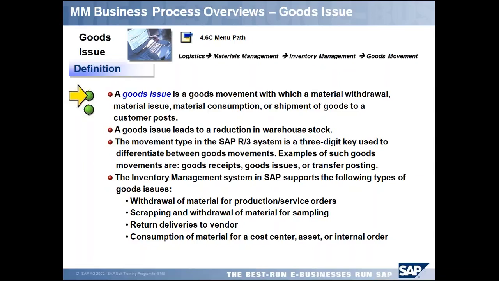Let me summarize it. Shipment of goods is purely for the customers to whom you are giving the material. All the three, material withdrawal, material issue, and material consumption, are internal to the plants only, internal to the warehouse. It will not go to the external facing customer.